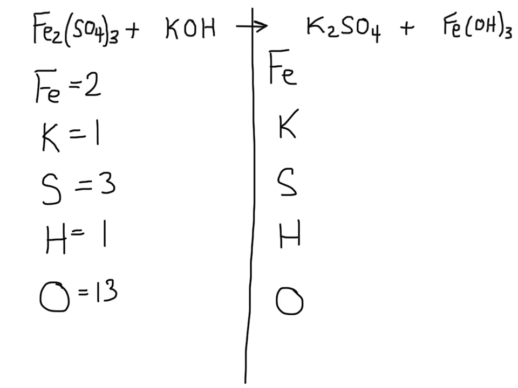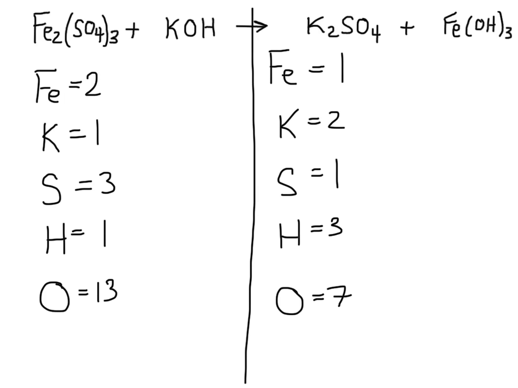Now let's count up the other side. We have just the 1 iron here. We have 2 potassium. So here's our K with the 2 next to it, so it's 2 potassiums. We just have 1 sulfur. We have 3 hydrogens, so here's the 1 hydrogen inside the brackets, and we're multiplying that by 3, so there's 3 hydrogens. And then finally we have 3 oxygens over here, so 1 oxygen times 3, plus these 4 oxygens over here, so that's 7 oxygens.